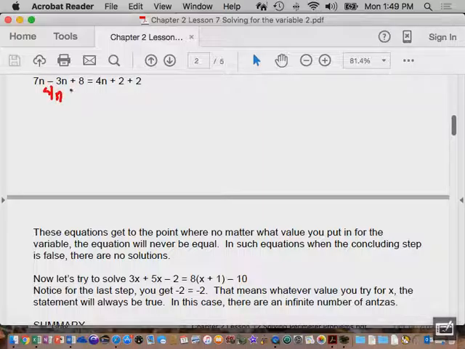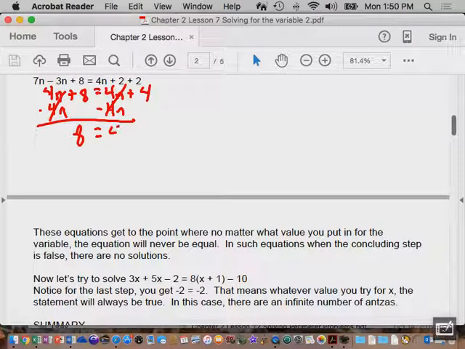4n plus 8 equals 4n plus what? 4. Does 8 ever equal 4? No. What that means is any number I ever tried to substitute in for n, it would never check. So there's no answer to this question either.